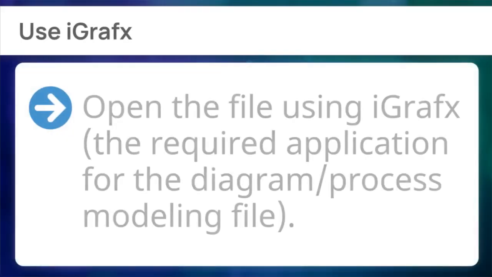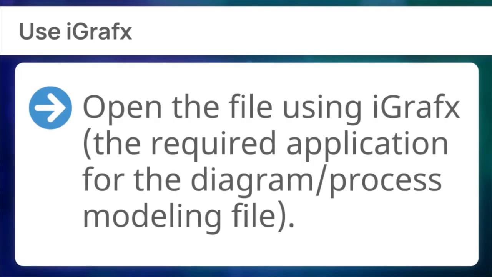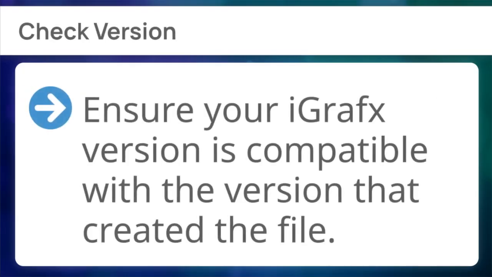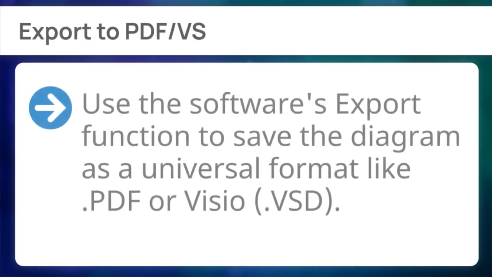First, use iGrafx. Open the file using iGrafx, the required application for the diagram process modeling file. Next, check version. Ensure your iGrafx version is compatible with the version that created the file. Finally, export to PDF. Use the software's export function to save the diagram as a universal format like .pdf or visio.vsd.